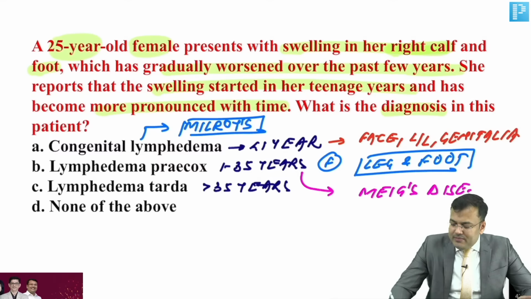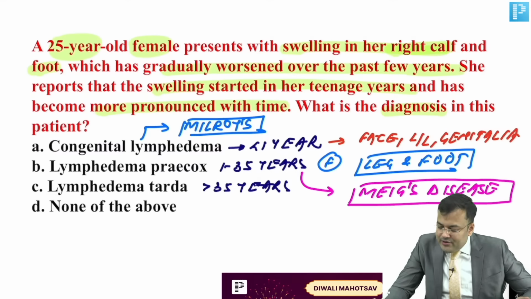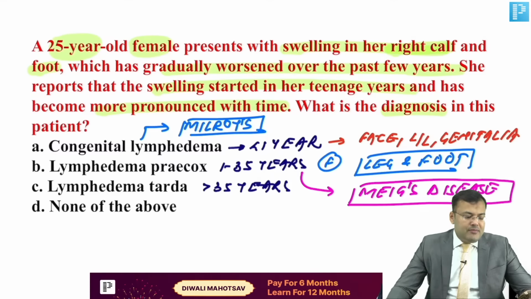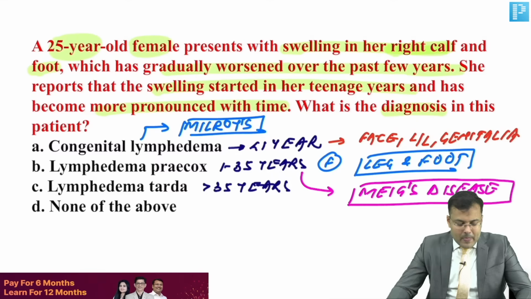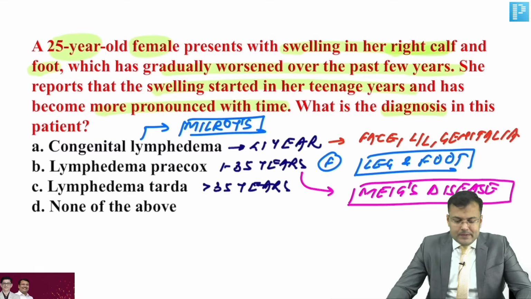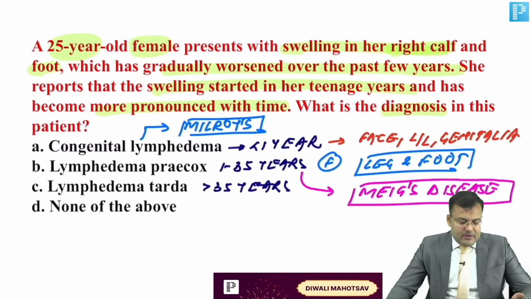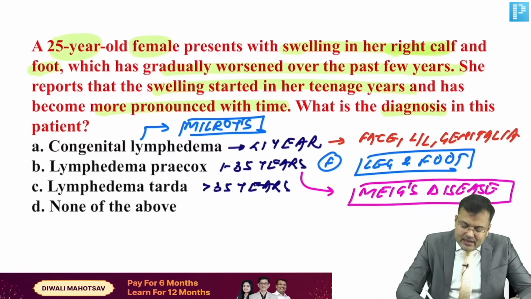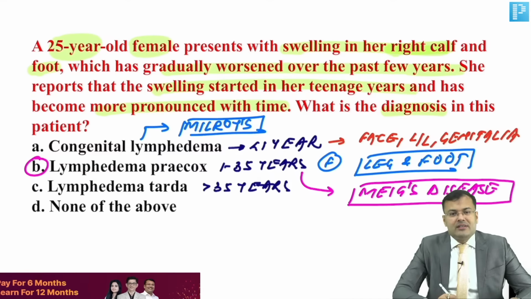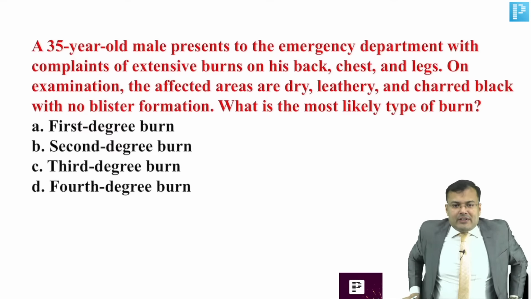Anybody can tell me what is Meigs syndrome? Waiting for your reply guys, tell me. Very good. Ovarian tumor, fibroma, ascites. Everybody is correct. So, guys, what is the correct answer here? It is lymphedema praecox. Now, see the next question, very, very easy. Guys, tell me what's the correct answer here.